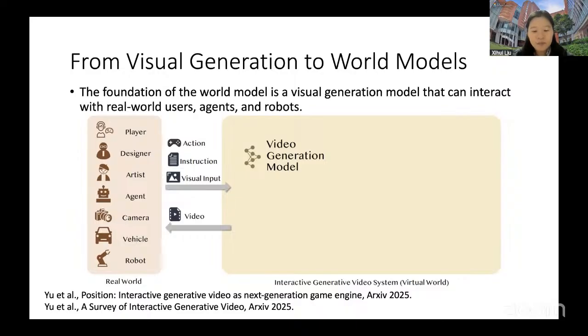The right-hand side is the whole world model empowered by video generation techniques. For the interaction interface, in the real world, the users or agents or robots can input either actions or text instructions or even visual instructions into the world model. Then the world model is required to generate the future videos in response to the user actions.